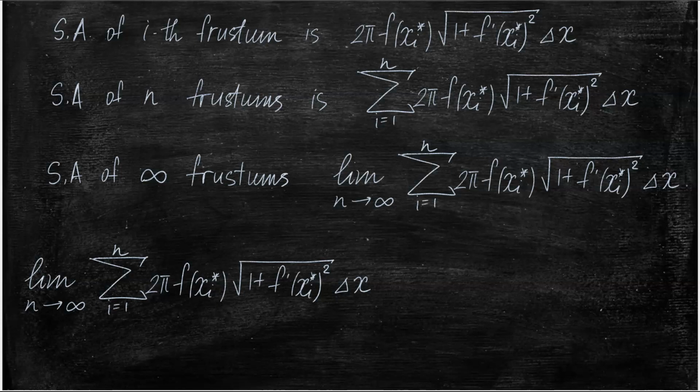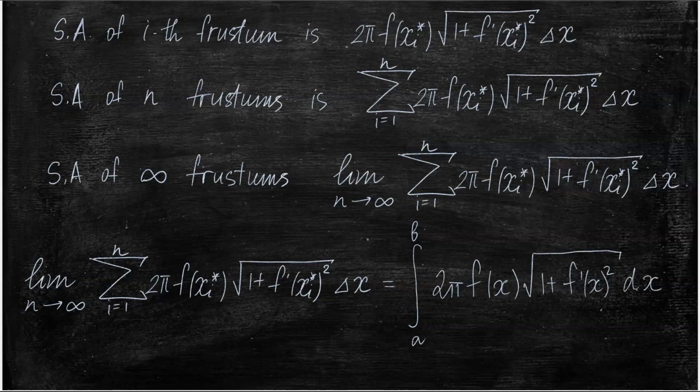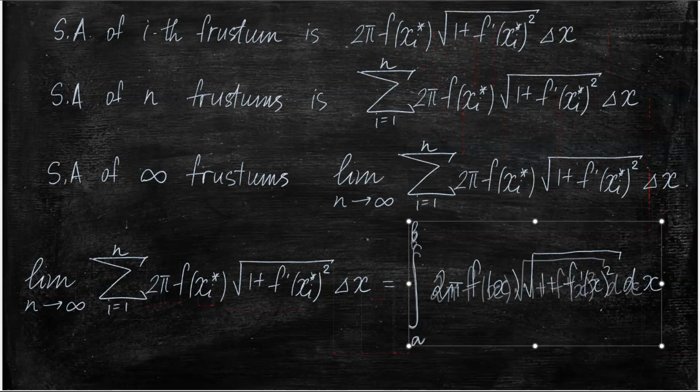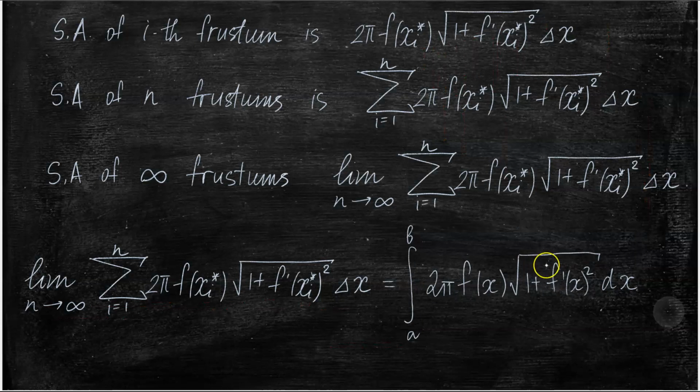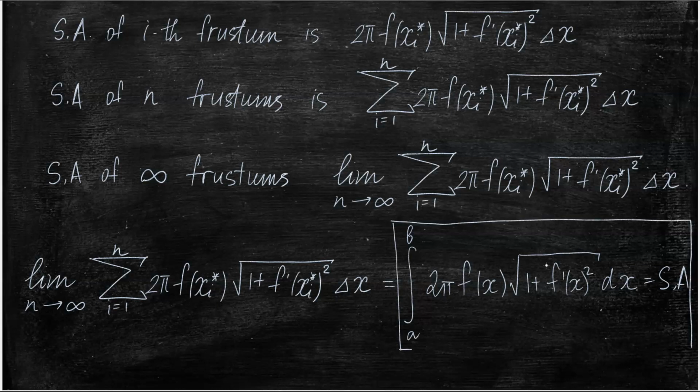However, on the one hand, that's the case. On the other hand, we're looking at this limit, and we totally recognize this Riemann sum pattern, and we therefore conclude that this limit must be equal to the integral from a to b of 2 pi f of x times the square root of 1 plus f prime x squared dx. And this is going to be our surface area formula for the solids of revolution.